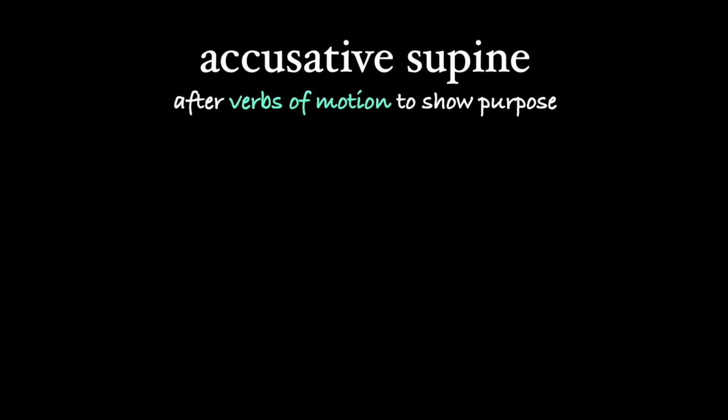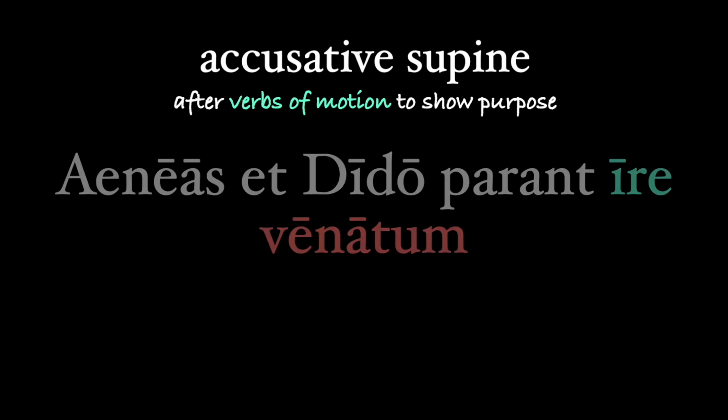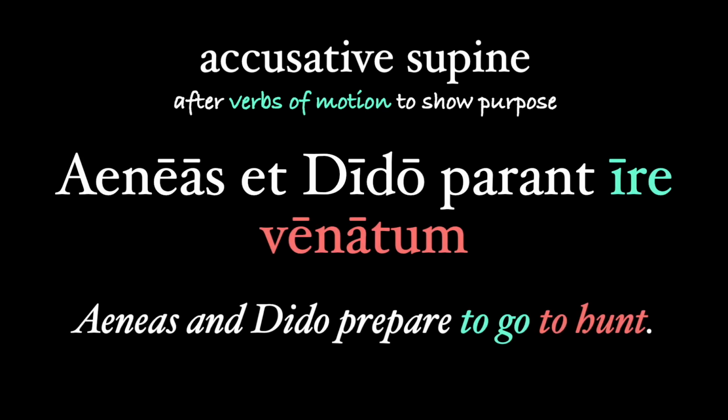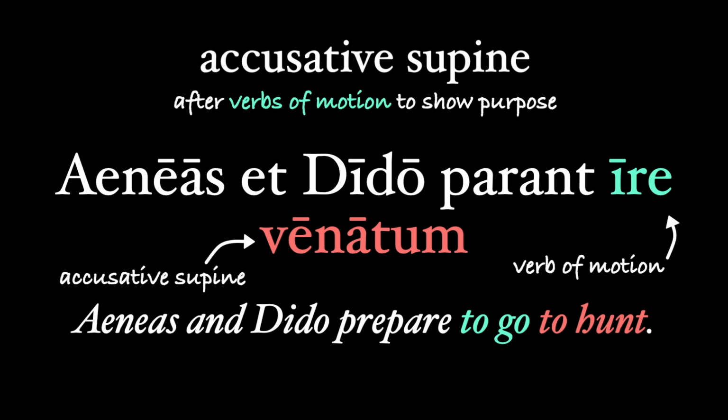This accusative supine is used exclusively after verbs of motion, showing the purpose of that movement. So to paraphrase Virgil, Aeneas et Dido parant ire venatum. Aeneas and Dido prepare to go to hunt, or to go hunting. Our supine is venatum, and our verb of motion is ire.